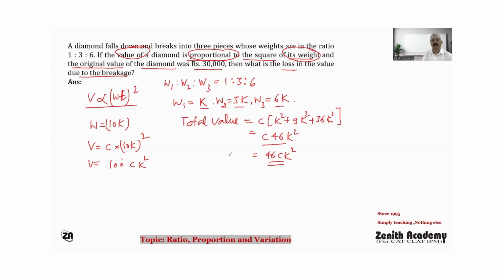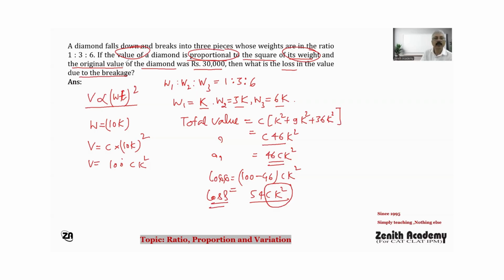So the loss here is 100 minus 46 C K square, which means it is 54 C K square. This is the loss. Now the matter is, what is the value of C K square?